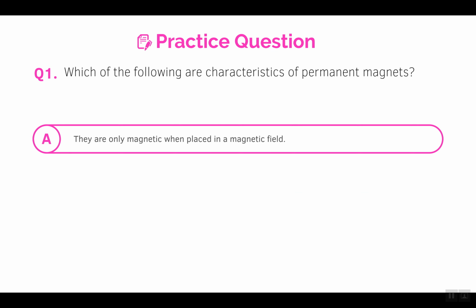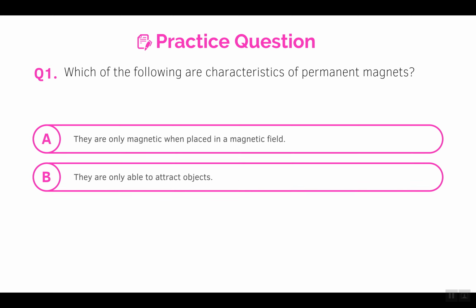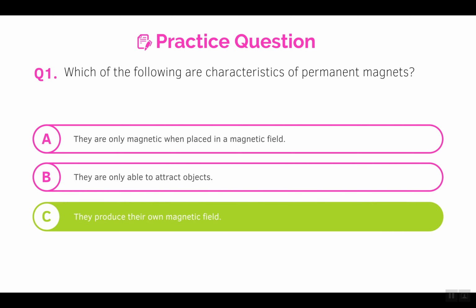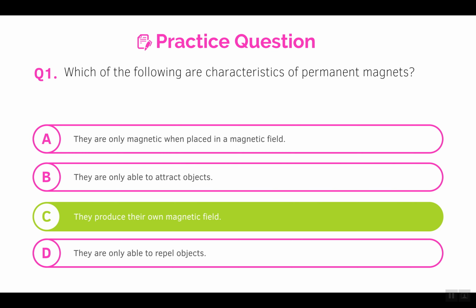We know that A must be false, since permanent magnets are always magnetic. B is also false, since permanent magnets can indeed attract and repel other objects. C is true, since they are capable of producing their own magnetic field. D is false, since magnets can attract and repel objects as we described earlier.